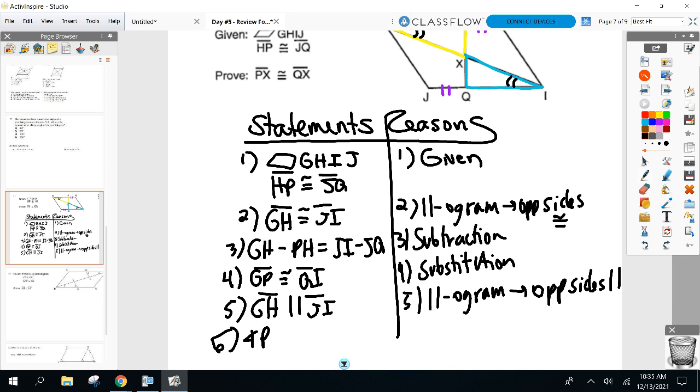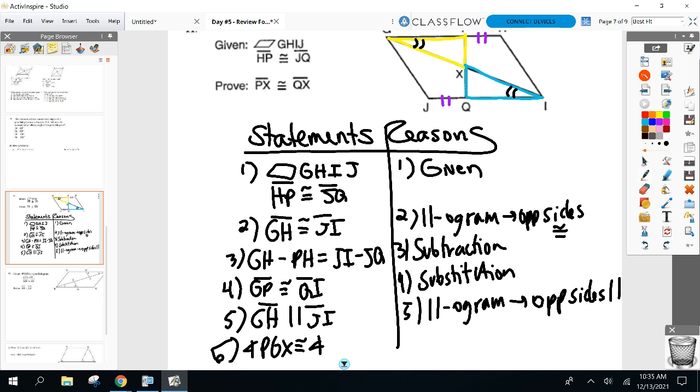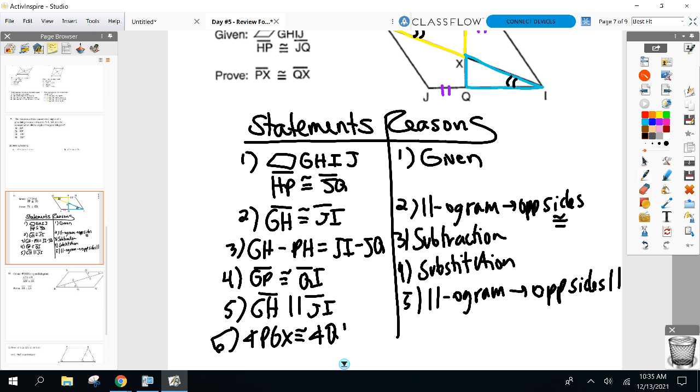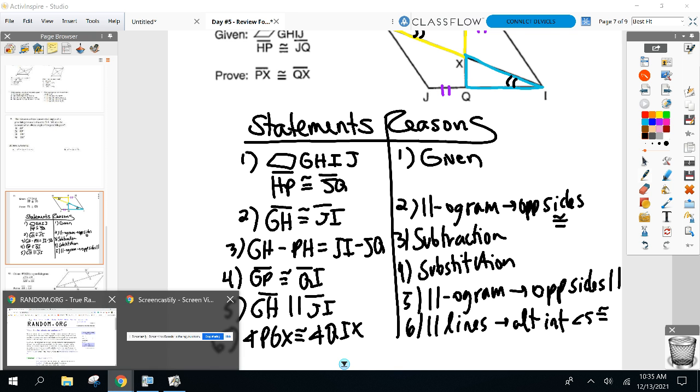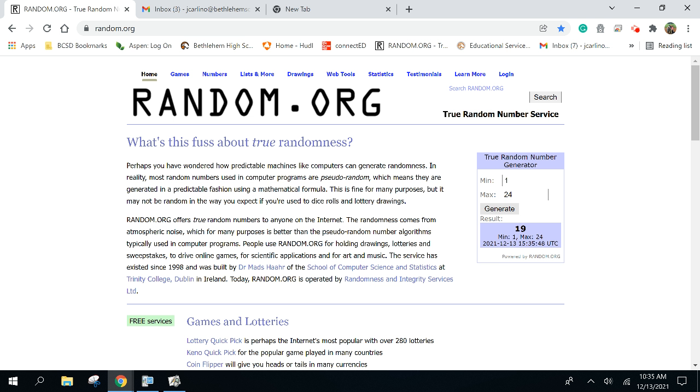PGX congruent to QIX. What do I have here? Parallel lines imply alternate interior angles congruent. Good. So I have a pair of angles and a pair of sides. And then where's my third and final pair coming from? Oh, 19.